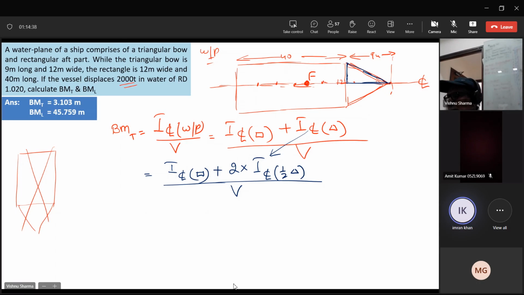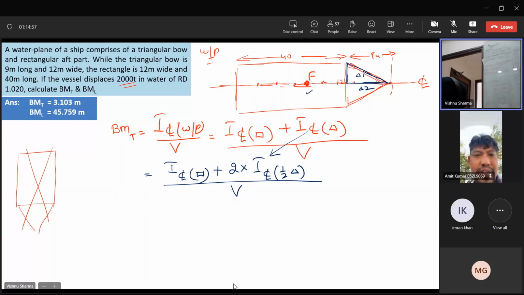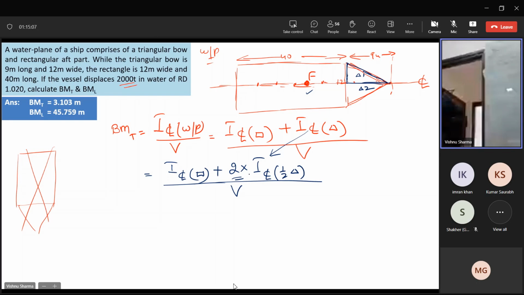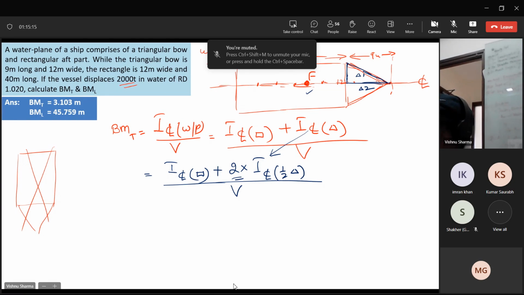If I make it three shapes, one rectangle, triangle one, triangle two, it becomes three shapes, yes or no? So it will be moment of inertia about center line of the rectangle plus of triangle one plus triangle two, yes or no, beta? And triangles 1 and 2 are identical, so I can just double it up rather than writing three shapes separately. Am I right, guys? Yes, sir.